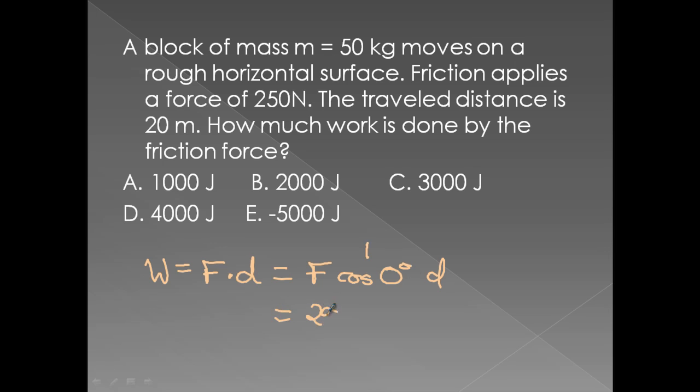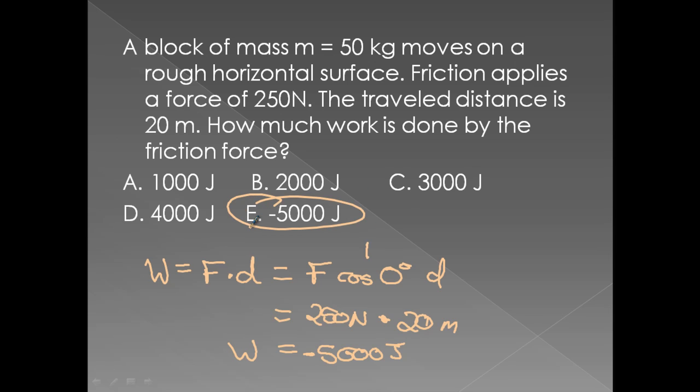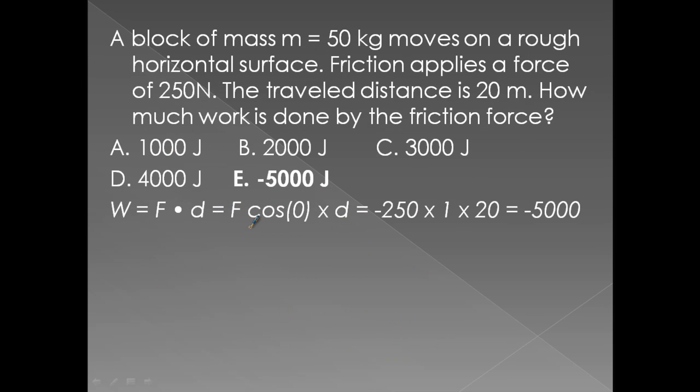So the force is 250 newtons. The distance is 20 meters. So we get work equals 5,000 joules. And it's negative work because it's friction slowing it down. So 5,000 joules. And there's the same thing. That's it.